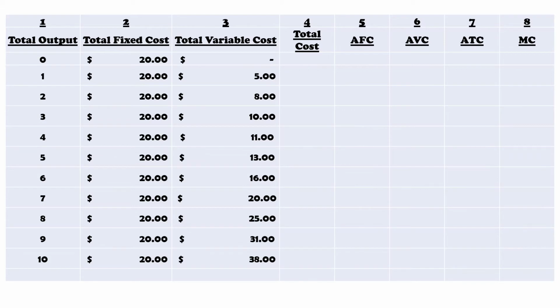Now in this table, we're going to calculate the total cost, average fixed cost, average variable cost, average total cost, and marginal cost. If you can recall, the total cost is equal to the total fixed cost plus the total variable cost. So at 1 unit of output, we know that the total fixed cost is $20 and the total variable cost is $5. So the total cost will be $25. At 2 units of output, total fixed cost is $20, total variable cost is $8, so the total cost will be $28.